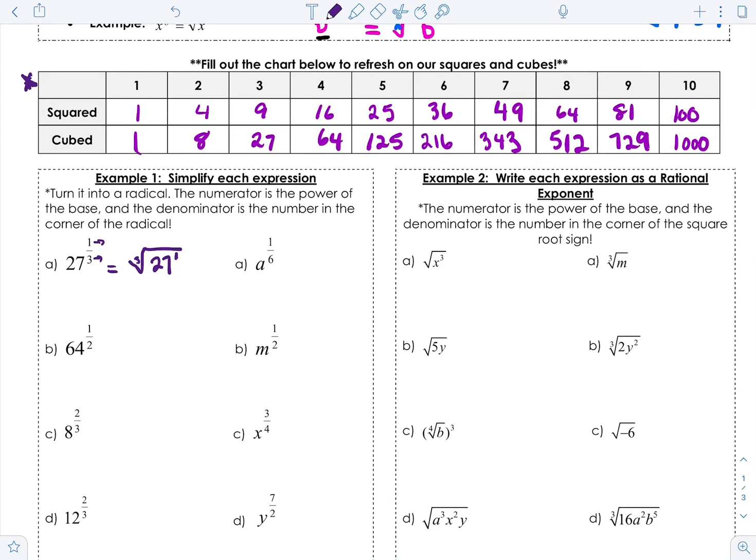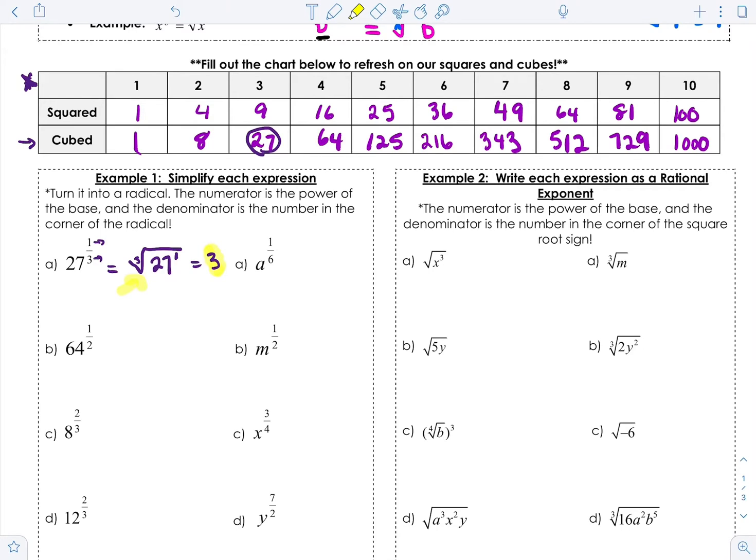The cube root of 27 is really asking what times itself 3 times is going to give us 27. So we look for 27 in the chart, which is right here. It appears that 3 cubed gives us 27. So the cube root of 27 is actually 3. We've written it in radical form and simplified to give us a response, which is 3.